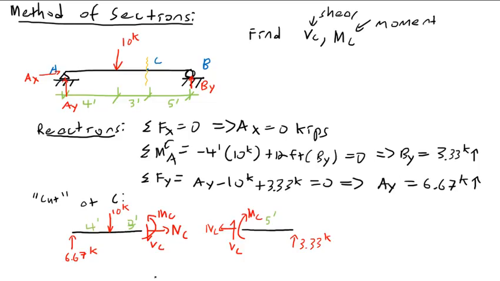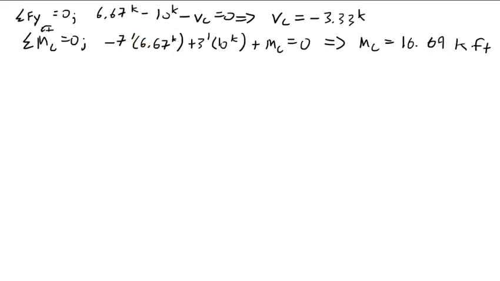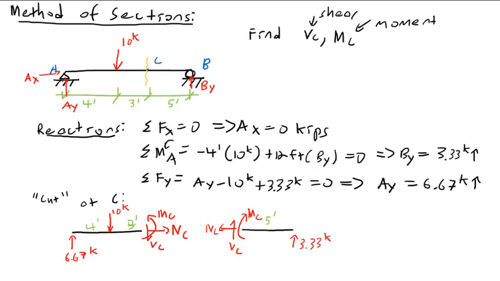When you have a moment like that drawn on a free body diagram, just a moment applied to a member, you always have to add that. It doesn't matter if I'm summing moments here, here, way over here. I'm always just going to slap on a plus MC. This one would be, if I took moments about here, minus MC.